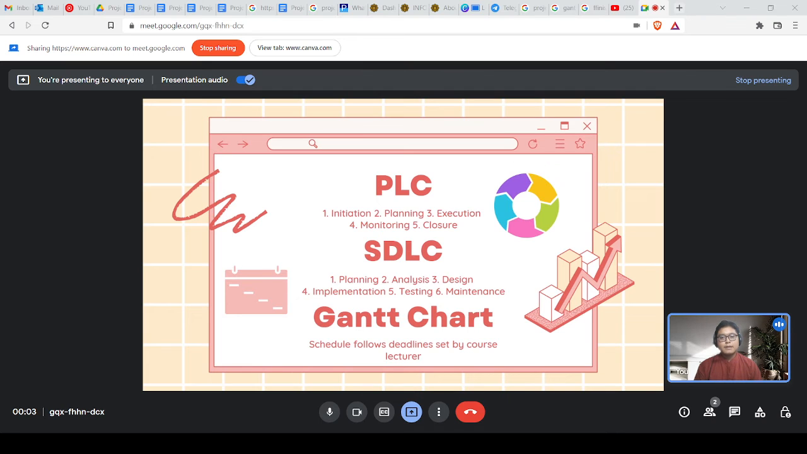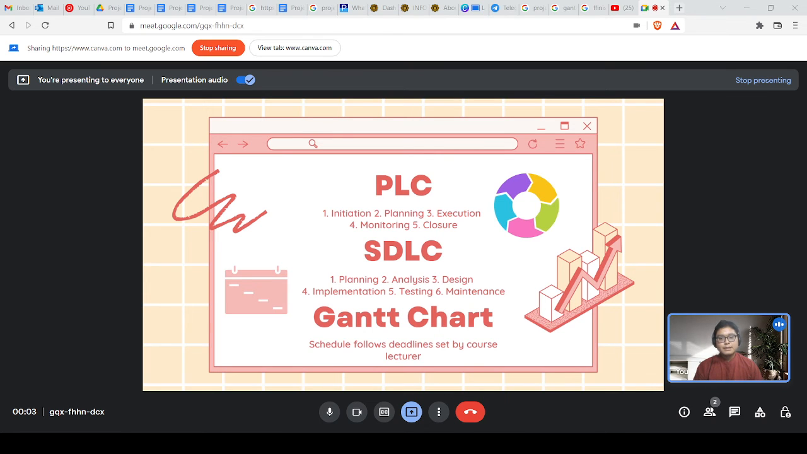So the SDLC planning is the same as PLC planning. Analysis is done in the same stage as PLC planning. We analyzed the requirements and we wrote them into words and made a document to document the requirement analysis. And then the design is when we made the website. Well, we were supposed to make a prototype, but we made the website straight away, like I mentioned in PLC.